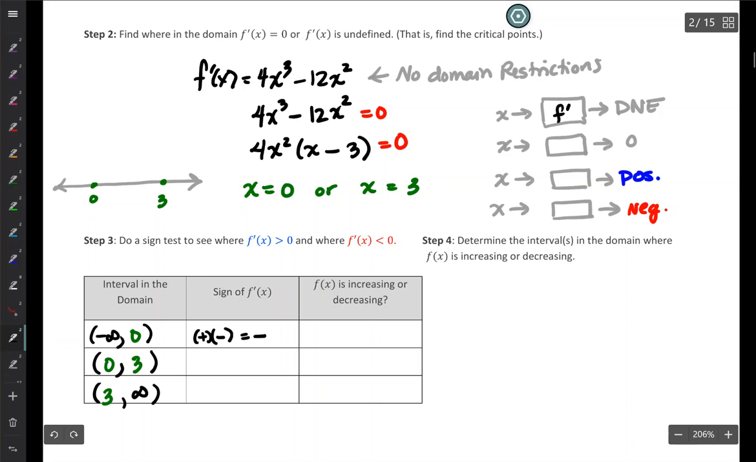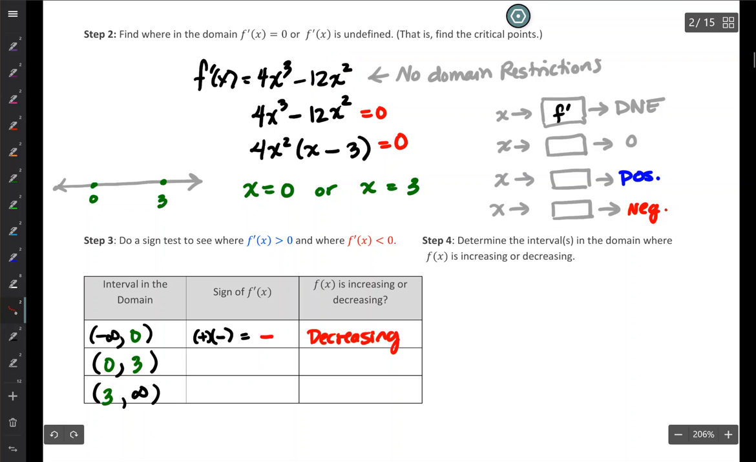So since the first derivative is negative, I know that my function must be decreasing. You can pick any number. And I could pick minus 1. Maybe you don't like plugging it in factored form. Put minus 1 in here. Minus 1 cubed is minus 1 times 4 is minus 4. Minus 1 squared is positive 1 times 12. So we've got minus 4 minus 12 is negative, right? So just pick any number less than 0, plug it into f prime, we'll get out a negative number.